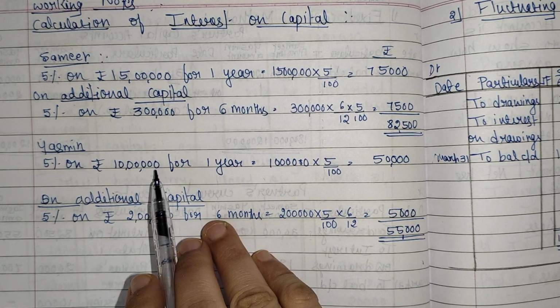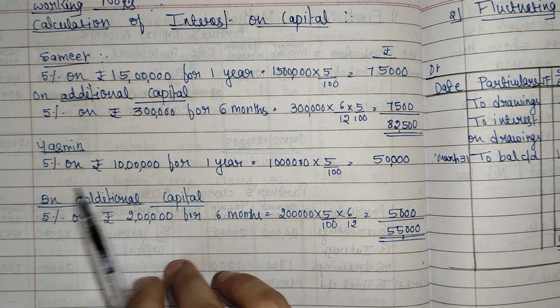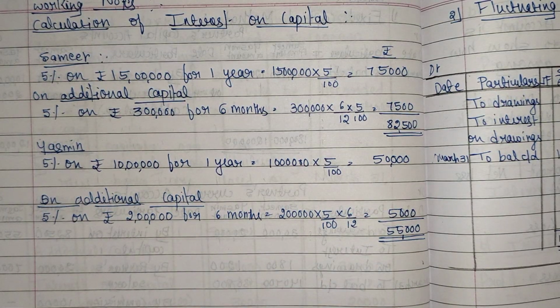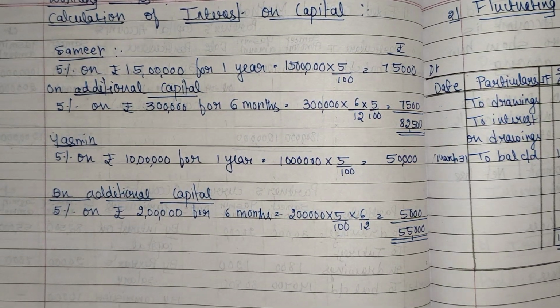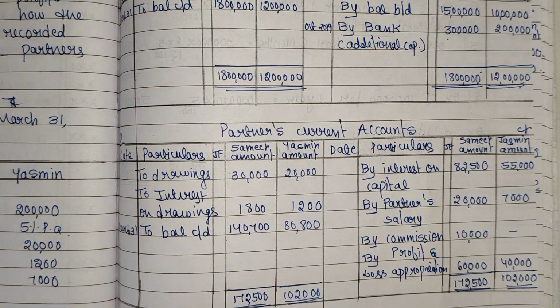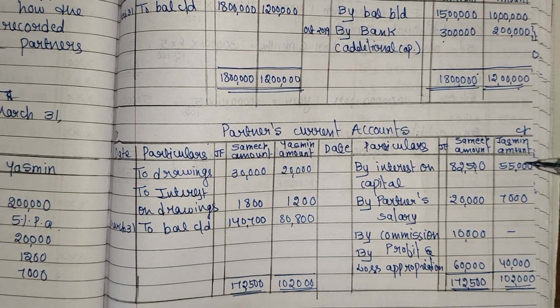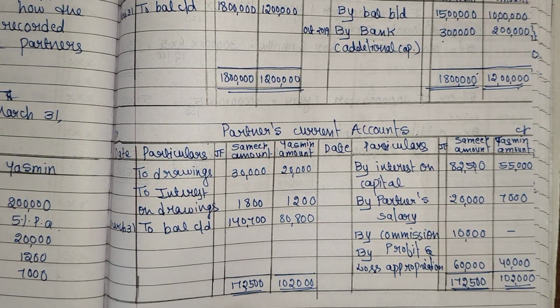Now what about Yasmin? First we need to calculate on the opening capital, that is for 1 year or 12 months, 5% on rupees 10 lakh, that is 50,000. And on the additional capital he has introduced, rupees 2 lakh, for 6 months at 5%, how much? 5,000. Total interest 55,000. Clear? So I hope this is clear to you all. So write down here interest on capital for Samir 82,500 and for Yasmin, that is 55,000.